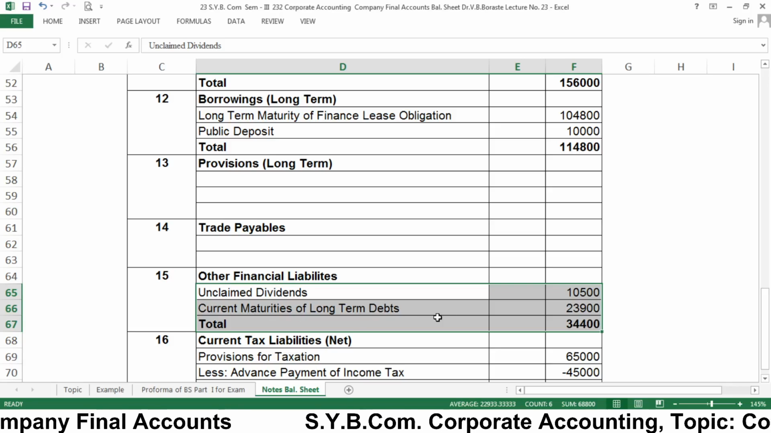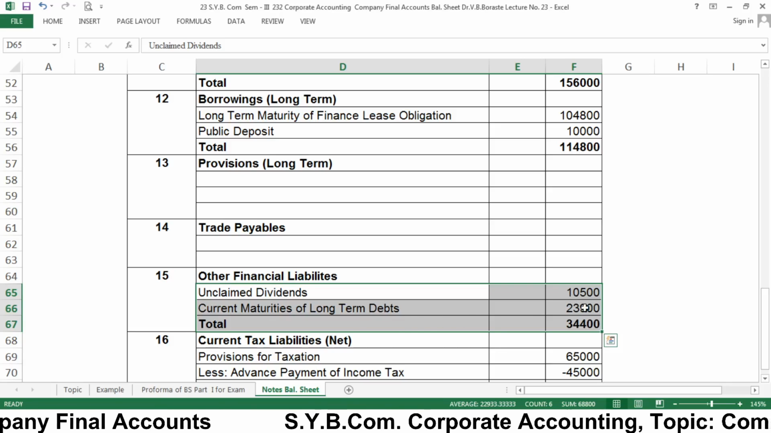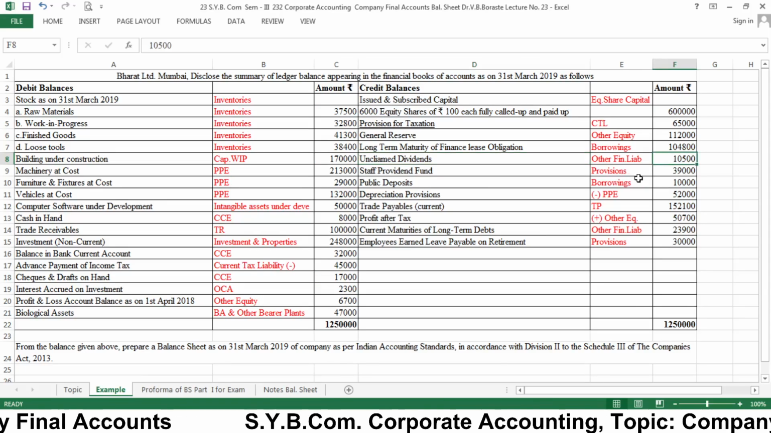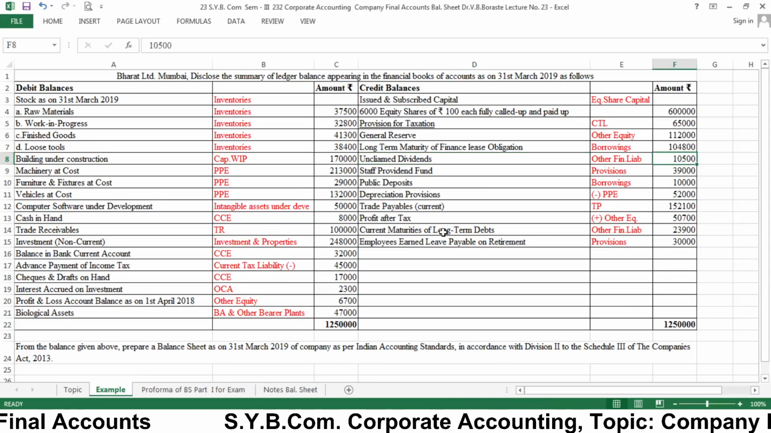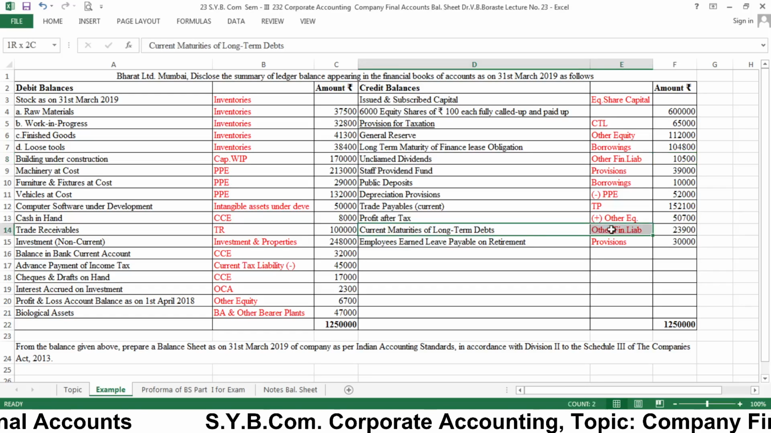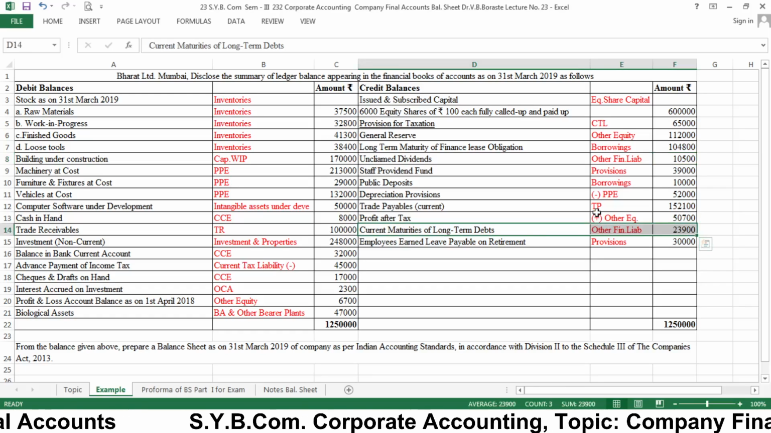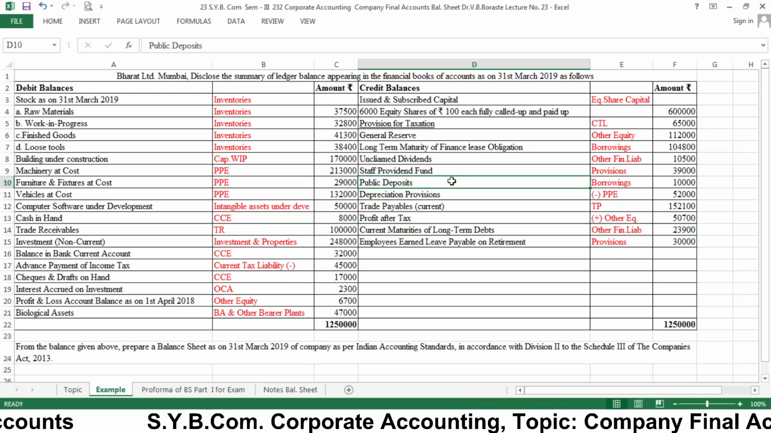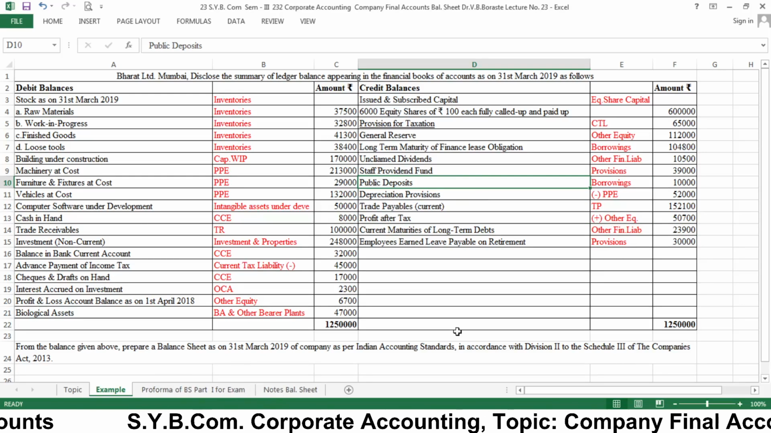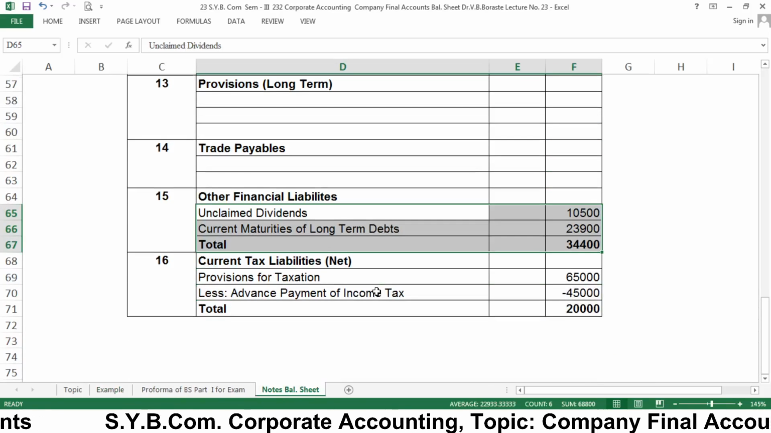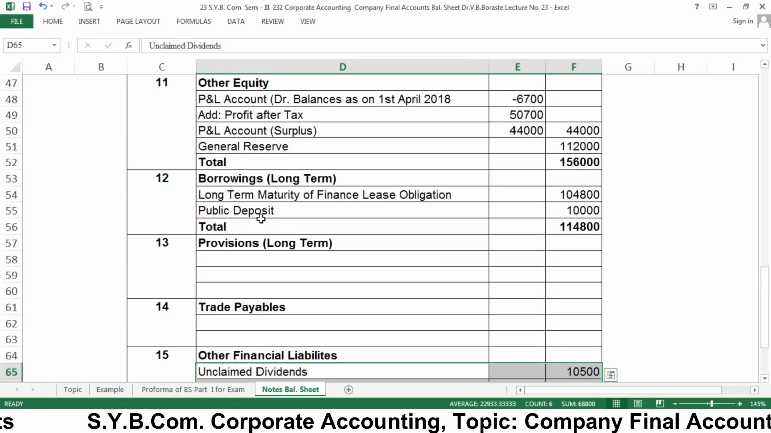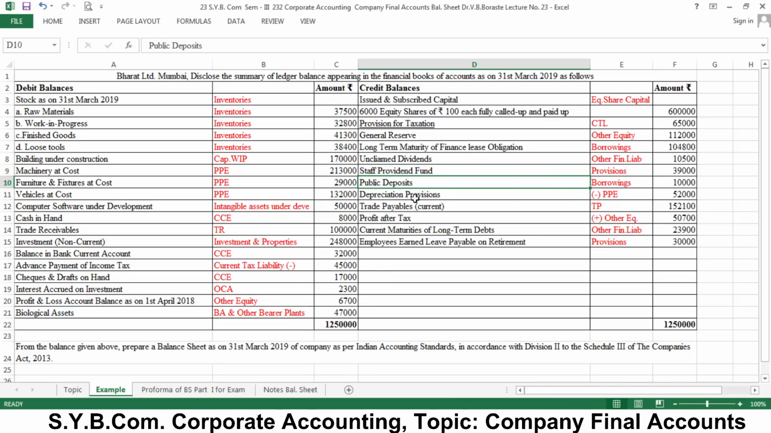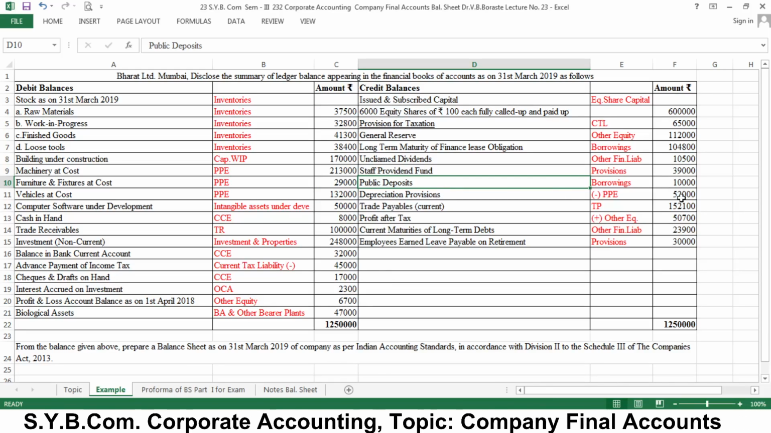and current maturity of long-term debts, that is 10,500 and 23,900. So here 10,500 and the amount of current maturities of long-term debt, that is 23,900. After that, there is a public deposit. It has been already recorded under the head of borrowings, that is public deposit 10,000. After that, there is a depreciation provision of rupees 52,000.